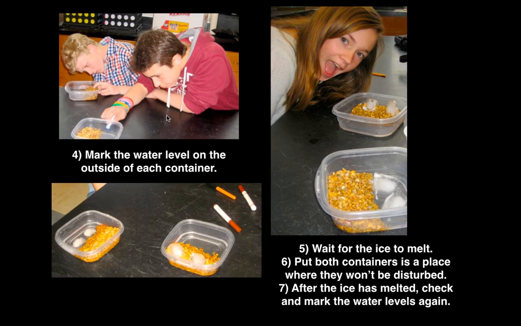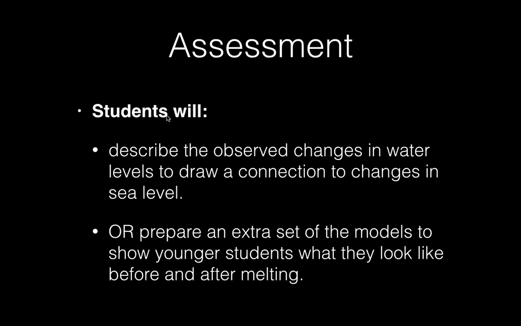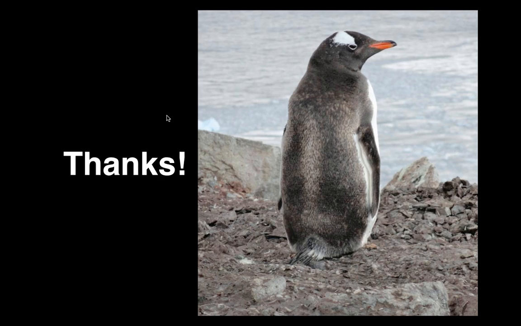And then you will add equal amounts of ice to each container. Actually, I should go back here. In the ice on land container, you're going to put the ice on top of the gravel. And in the ice in water container, you're adding the ice to the water. So once you've done that, you need to mark the water level on the outside of each container, and then students just have to wait for a little while for the ice to melt. And after that's happened, the water levels need to be checked and marked again. And what you'll see is the water level rises in the ice on land container, but not in the ice in water container. So that's also a good visual way for kids to understand this concept.